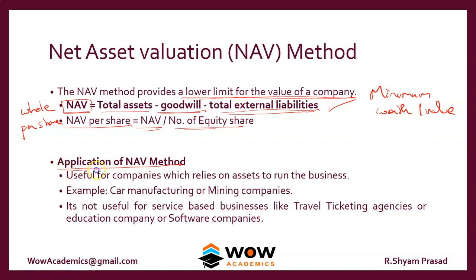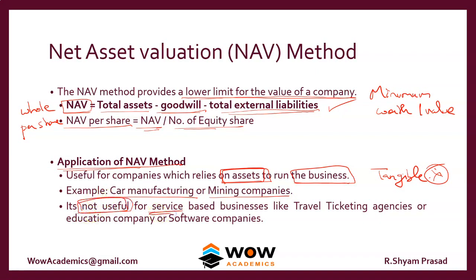So application, where can we use this method? This method is useful for companies which rely on assets to run the business. What kind of assets? Mostly tangible assets, not intangible. For example, a car manufacturing company or a mining company. It is not useful for a service company such as a travel and ticketing agency, an education company or a software company, because for these companies the intangible assets are more. So we can't use the net asset valuation method. Even if you use it, the value will be absurd. So this method can be used for a company which relies heavily on tangible assets.